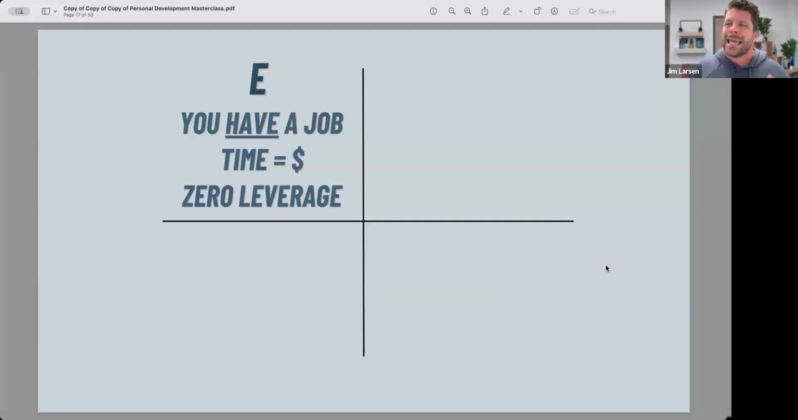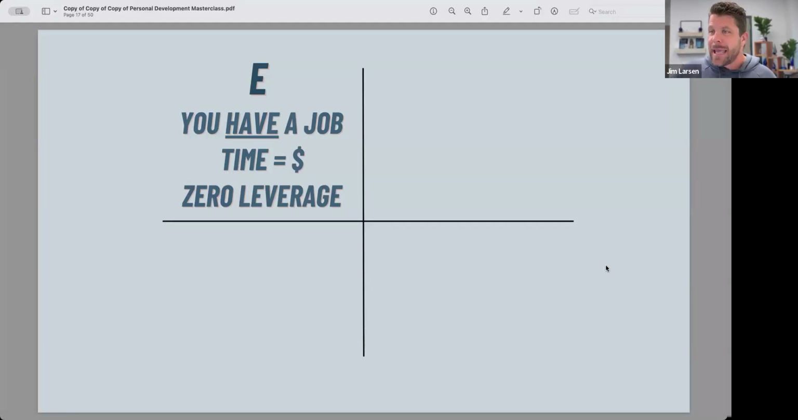So in the employee quadrant, this is most people you know. This was a lot of us before we came here. You are an employee. You have a job. You trade time for money. You have no leverage, virtually no way of scaling. The only opportunity to scale is to work more hours. This is the E quadrant.